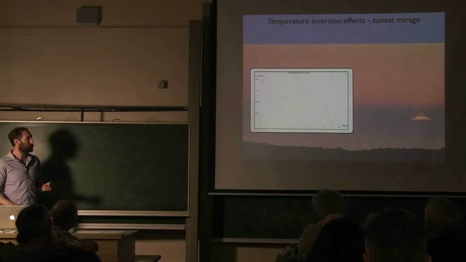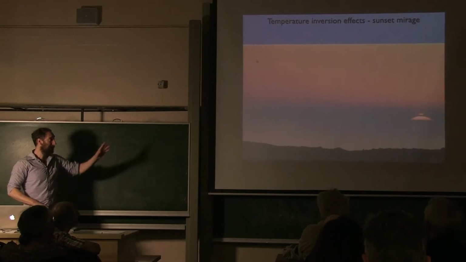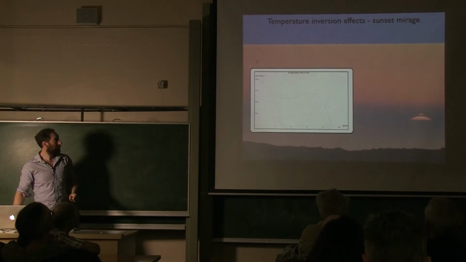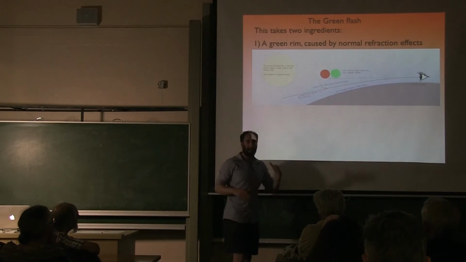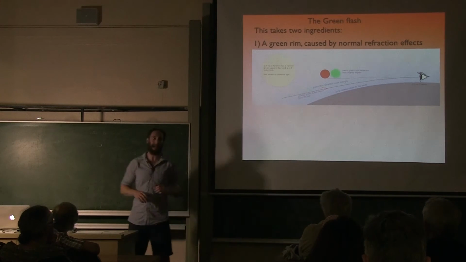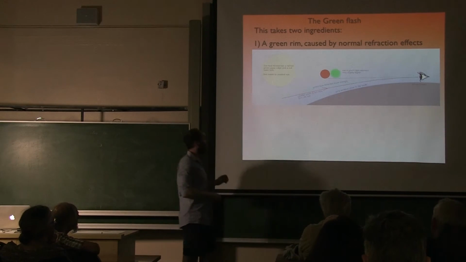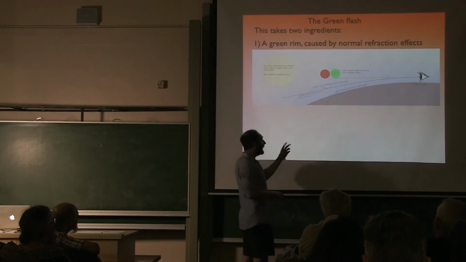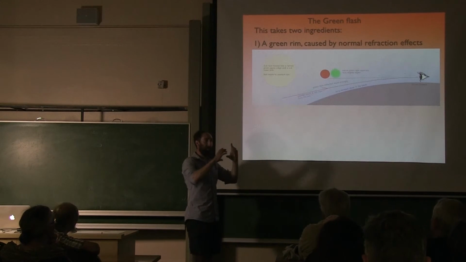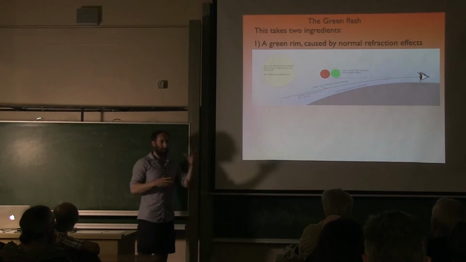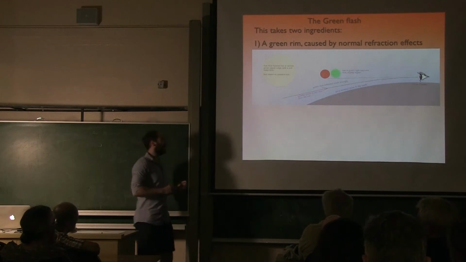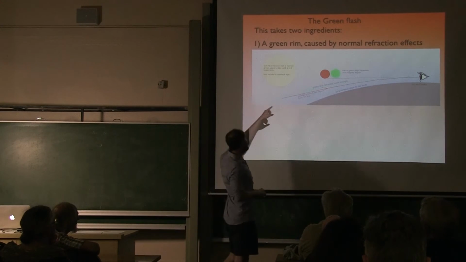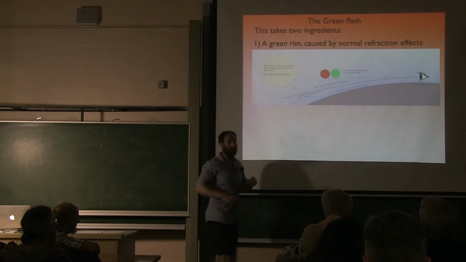The green flash is caused by two things. First of all, it's caused by this particular temperature inversion. And secondly, it's caused by the fact that the green and the red light coming from the sun are bent through slightly different angles as they come through the atmosphere. The green light is bent slightly less than the red light, which means that if you imagine splitting the spectrum of the sun into just green and red, then the green part of the sun is slightly above the red part. So there are actually two images, and here you've got an image of the sun with a green rim at the top and a red rim at the bottom.